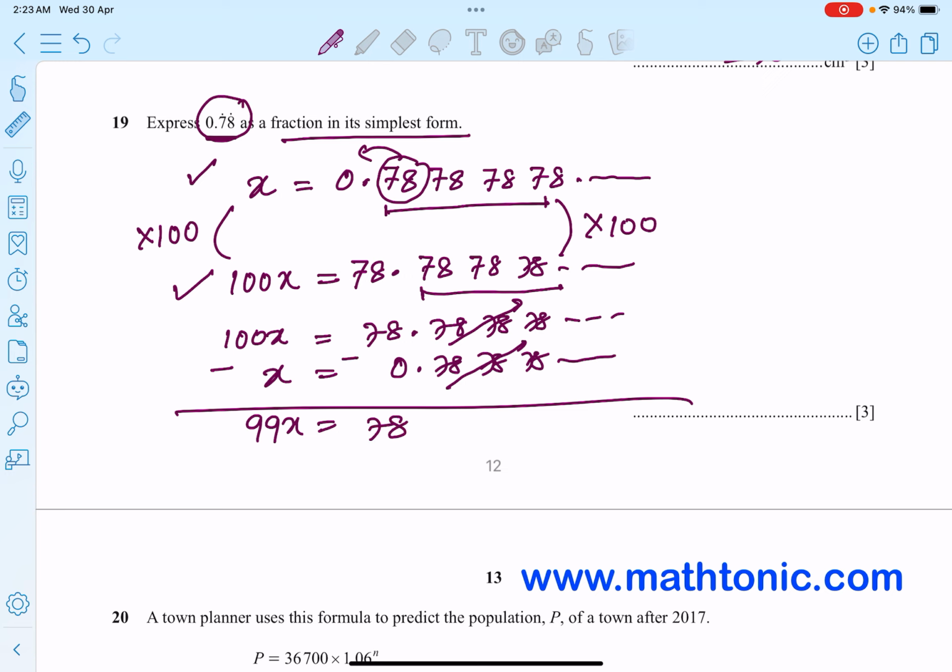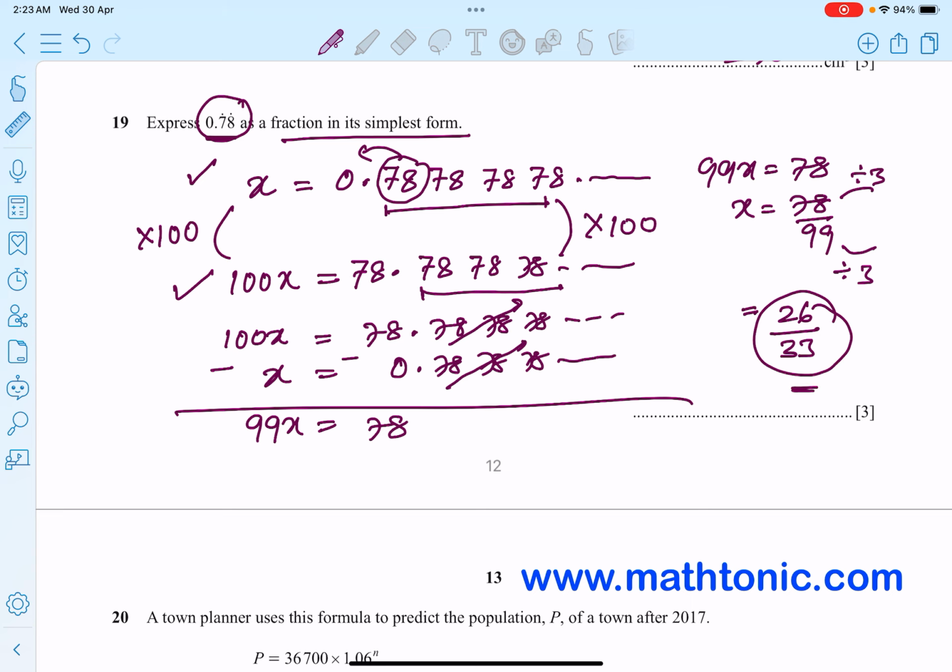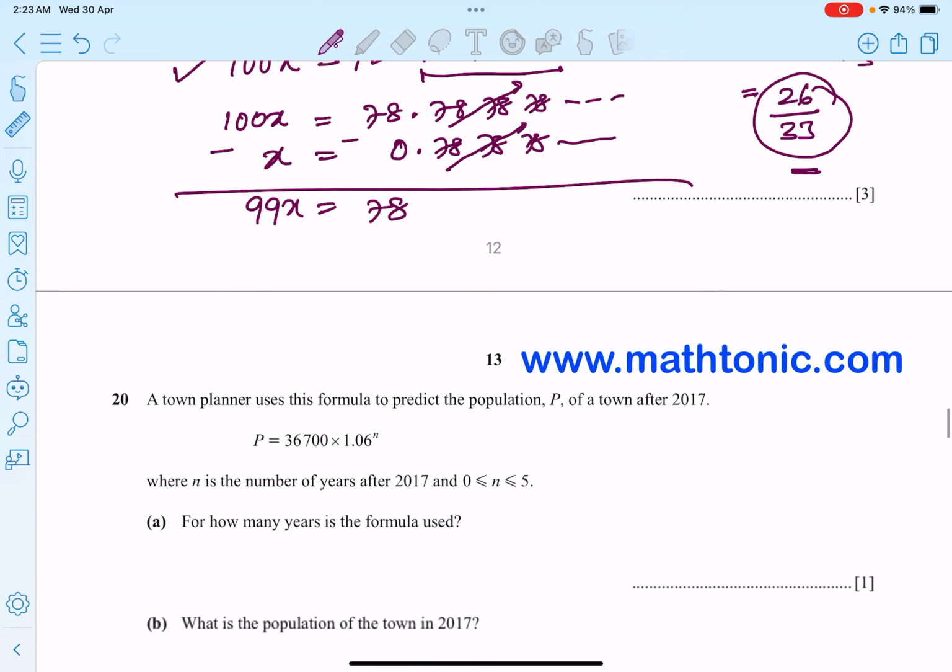So how to find the value of x? 99x equals 78, so x equals 78 over 99, and if you simplify more, I think we can divide by 3. So 78 over 3 equals 26, and 99 over 3 equals 33. So that is what I'm getting. Got it, everyone? Yes.